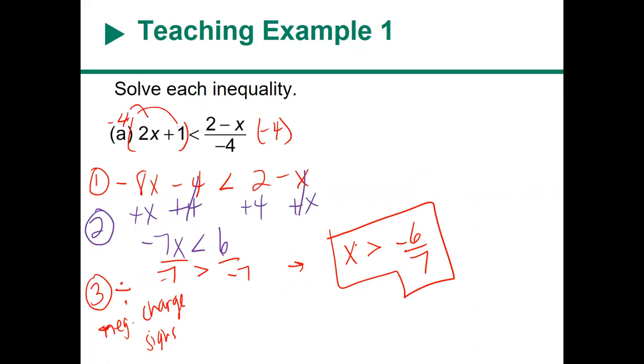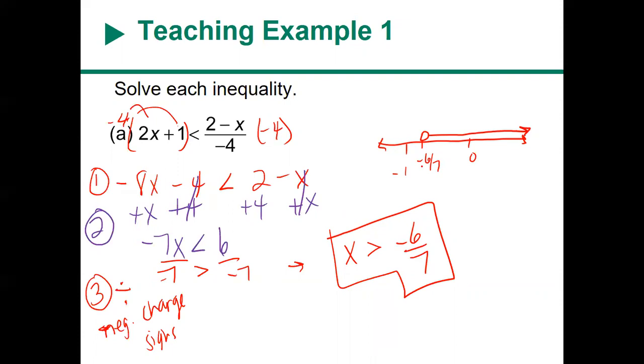Since this is a single variable inequality, when you're graphing this, it's just on a number line. Here's 0, here's 1, here's -1, sorry. Here's -6/7. And x is greater than -6/7. So that means that it's an open circle heading to the right.